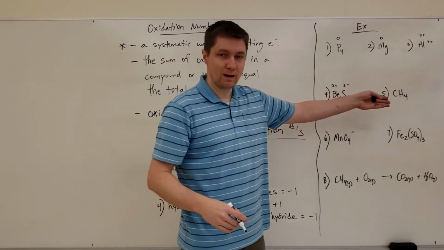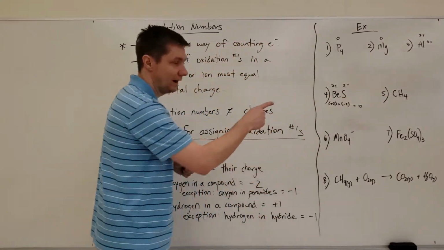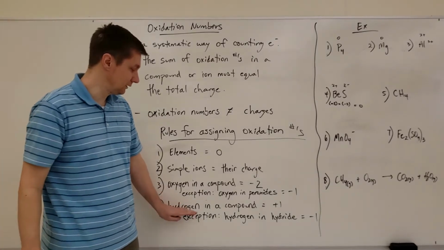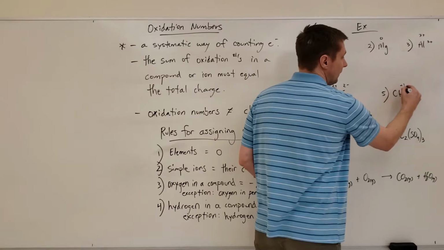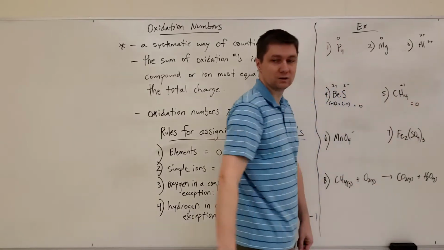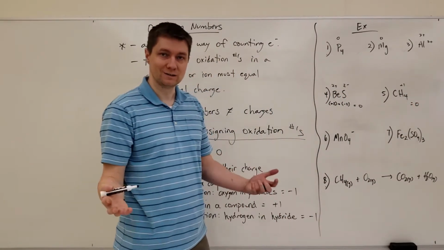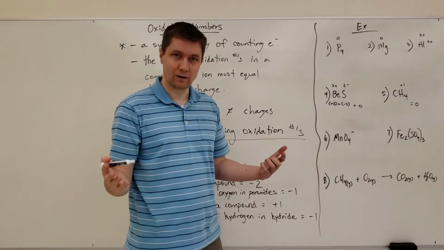Okay? For methane here, I've got hydrogen in a compound, so that's going to give me this rule number 4 here, where hydrogen has to be a +1. I know that this whole compound has to equal 0 because it's a compound that has no charge.